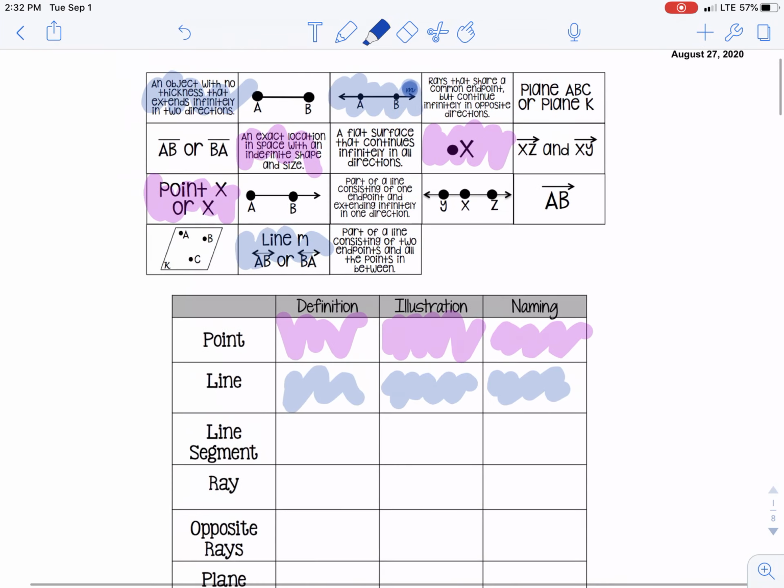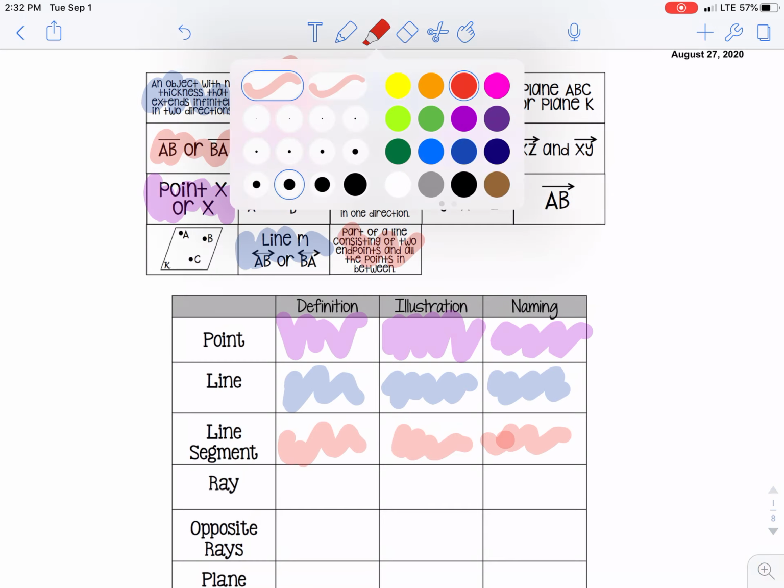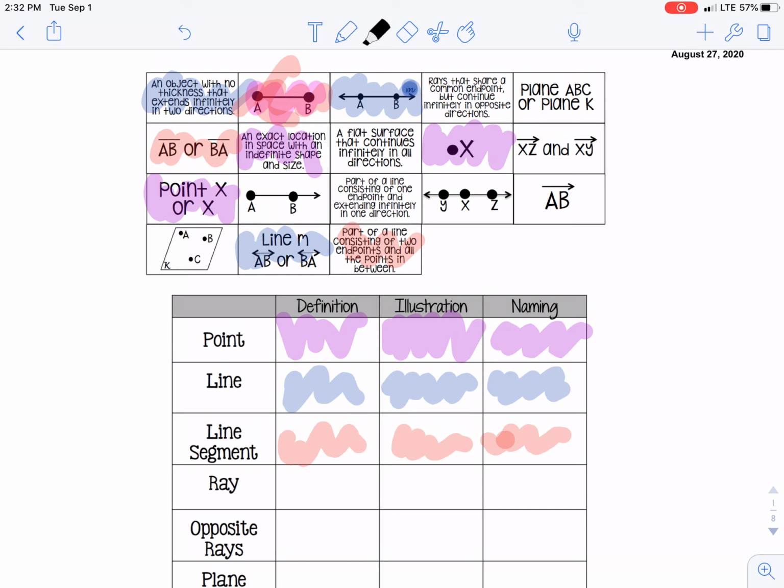All right, so let's go line segment. Ooh, I thought I picked red. I'll go with red because that looks too close to the purple. All right, so illustration. Line segment, it's a part of a line consisting of two endpoints. That's definition. And then we would have the segments with no AB with the line segment on top, no rays, no arrows, because if you put arrows on, it's either a ray on one side or arrows on both sides makes it a line.